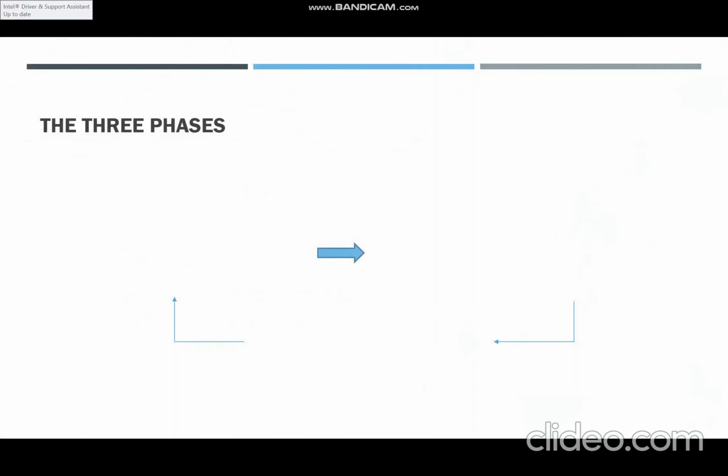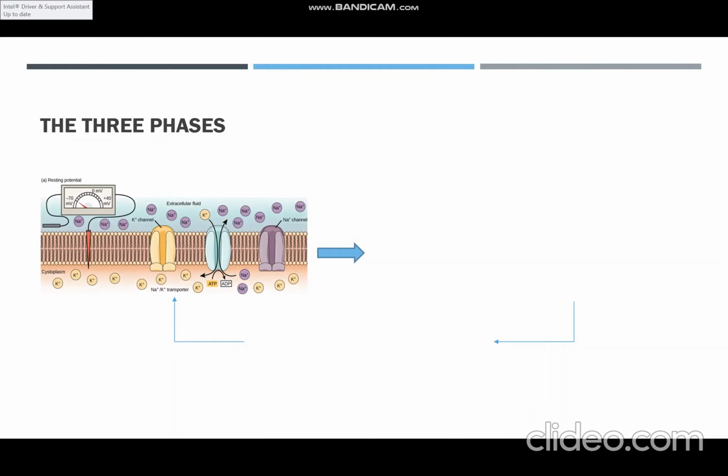Therefore, we will look into three phases which describe how a signal is actually transmitted from one neuron to another. And it starts by looking at the membrane charge of the neuron. So we take a closer look at the membrane and we can see that there are key factors involved. First of all, the membrane charge at the so-called resting potential. So that's the default state, which lies around minus 70 millivolts.